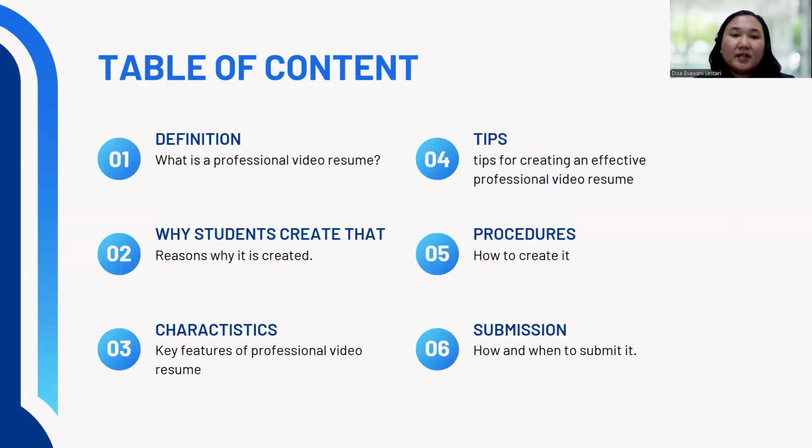First, we're going to look at the definition of a professional video resume, what it contains. Secondly, why students create that. And then, three characteristics. We're going to look into the key features of this professional video resume, as well as the tips and procedures for you to create this, including the required editing and visual or audio effects.